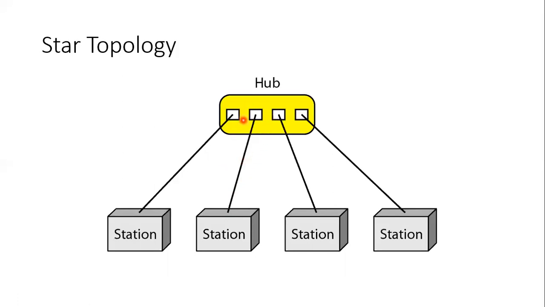Suppose that when the hub fails, what happens? The entire network fails. So that is one of the major disadvantages in this network.